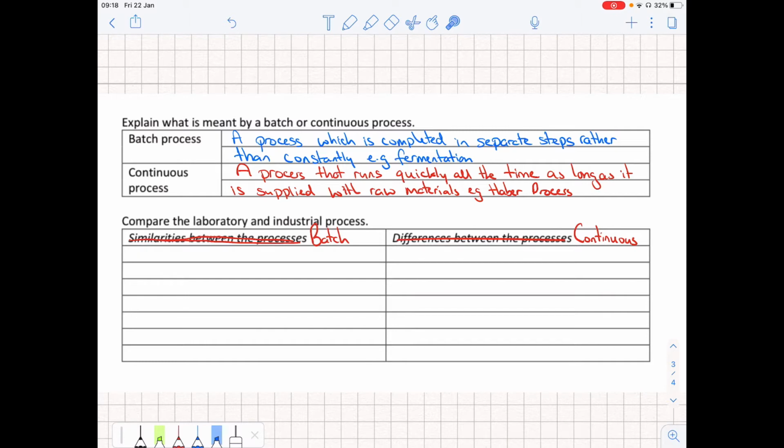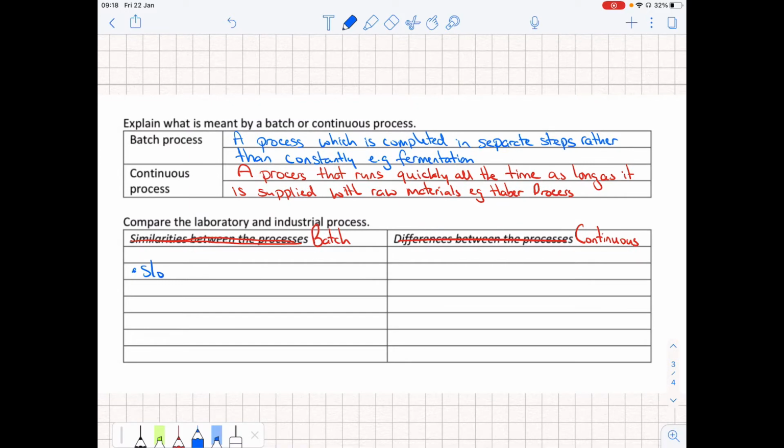So what I've done here is I've actually changed this table. So you want to change the table in your books. So it says on this side batch, and this side here, get rid of this and just put continuous as the heading here. So I'm going to add some bits of information to these. Batch processes, they tend to be quite slow processes, and associated with that, we tend to get higher energy costs.